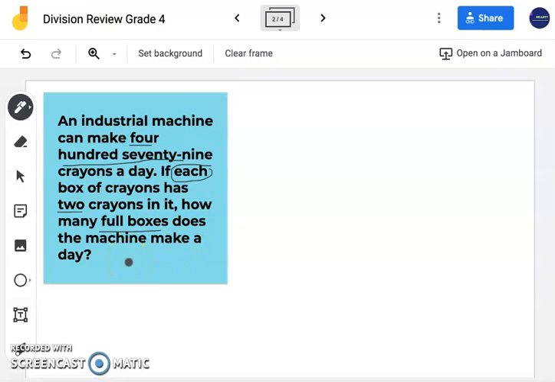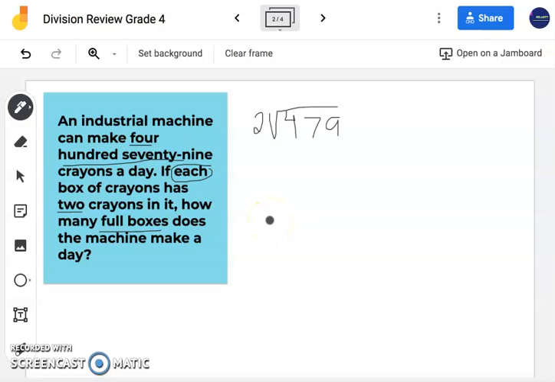So notice as I was reading this, I was underlining key words. I was underlining important numbers. Notice we have our full amount known as my dividend. An industrial machine can make 479 crayons a day. If each box of crayons has 2 crayons, whoa, 2's my divisor. How many full boxes does the machine make a day?